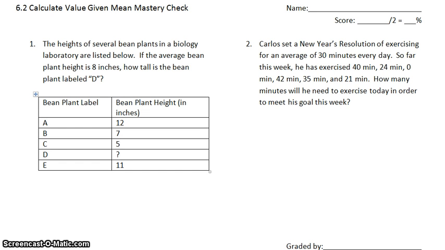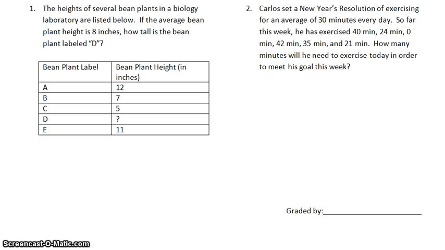All right, this is the mastery check for 6.2, which is where we are asked to calculate a value in a data set when we are given the mean of that data set. So let's look at number 1. The heights of several bean plants in a biology laboratory are listed below. If the average bean plant height is 8 inches, how tall is the bean plant labeled D?